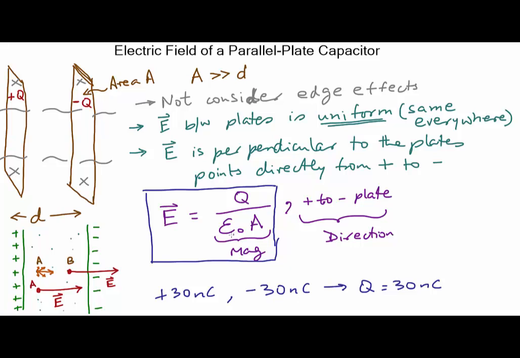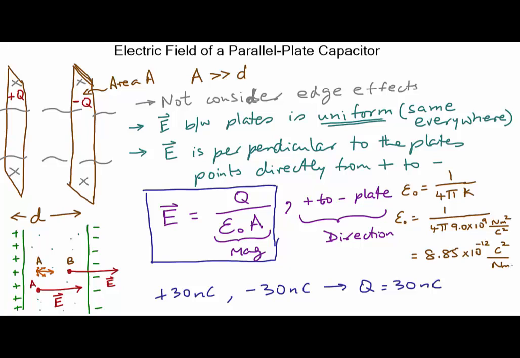Epsilon naught is a constant, and it's a new constant that we're introducing, and it happens to be related to the previous constant we met. Epsilon naught is simply 1 over 4 pi k. K is the same old Coulomb constant that we met before, and so these constants are related in this sense. And so we can see that epsilon naught would simply be 1 over 4 pi times 9.0 times 10 to the 9 Newton meter squared per Coulomb squared, which ends up being 8.85 times 10 to the negative 12 Coulomb squared over Newton meter squared.